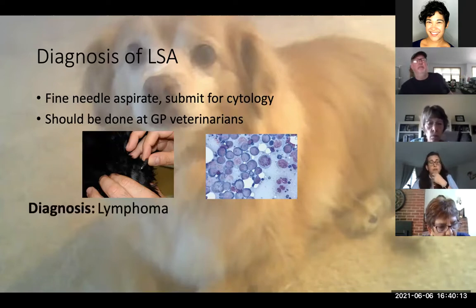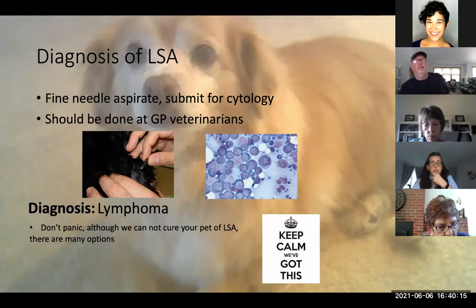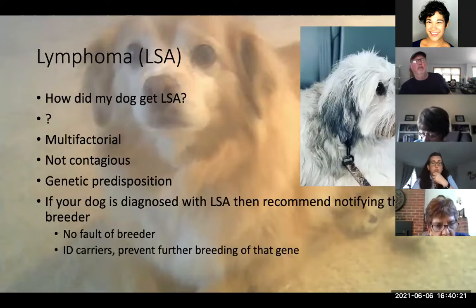So once that cytology comes back and you get that diagnosis of lymphoma, don't panic, because there's a lot we can do for your pet. There are many options. But usually when we give that diagnosis, and I've done GP as well as been an oncologist, the first thing I get asked, even as an oncologist, is, what did I do? How could we have prevented this?